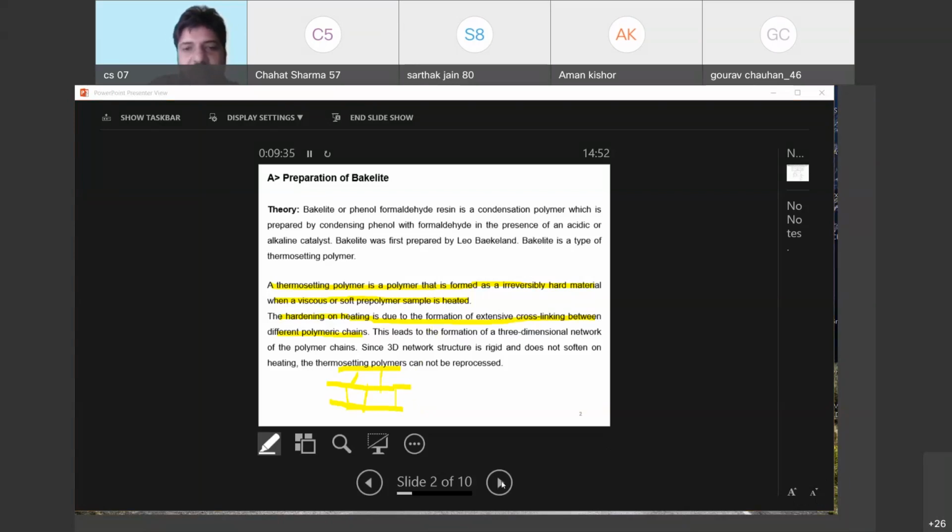Now, how can we synthesize this bakelite? For the synthesis of bakelite, we simply perform a condensation reaction between formaldehyde and phenol in the presence of some acid or base. Remember, in chemistry, condensation reactions are reactions where small molecules come out as a byproduct. Usually water molecules come out as a side product.